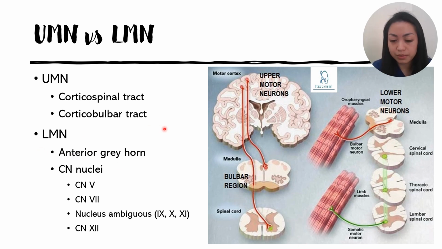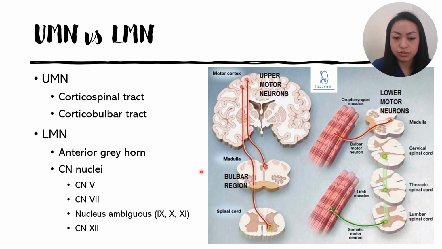The corticobulbar tract starts from the motor areas in the cerebral cortex, so primary motor, premotor, or supplementary motor cortex, goes down via the corona radiata, the internal capsule, and then it ends up in the medulla or the pons, this bulbar region in the brainstem. So that's your upper motor neuron.